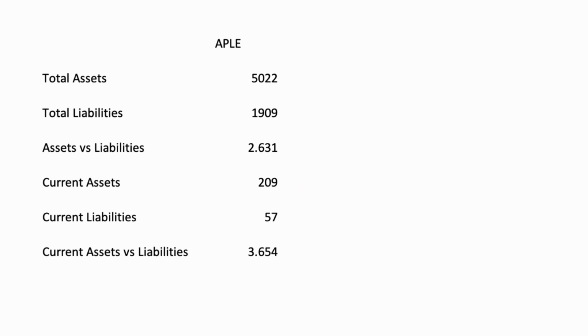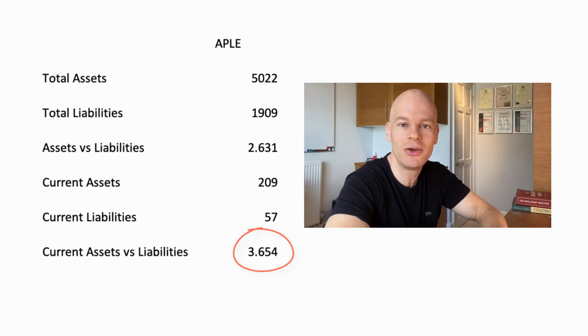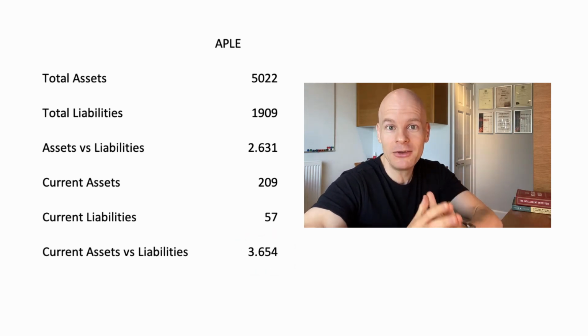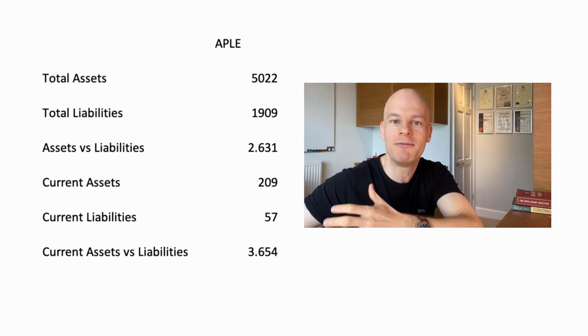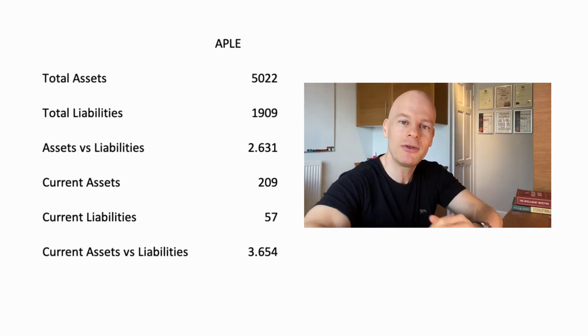And its current assets to current liabilities, I make that ratio 3.654, which again is extremely good. So from the balance sheet point of view, the chances of this business going out of business are actually very slim. Okay, so let's have a look now at the cash flow statement.